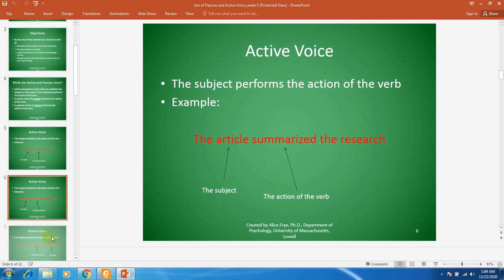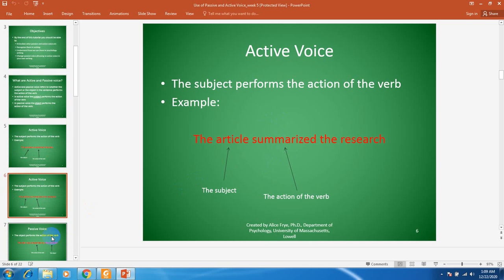The next slide, this is active voice. The subject performs the action of the verb. Example: the article summarized the research. Article is the subject, summarized is the action of the verb.